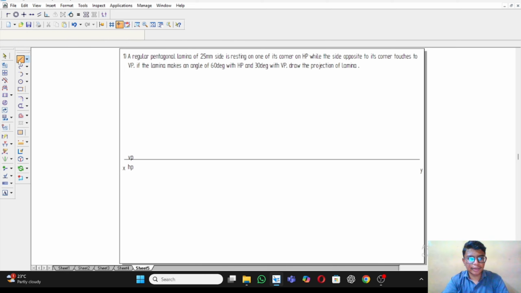Point. We have to take a line. Normal line only first we have to take. Then we have to select a point. The size should be 25 mm. So length we will take 25 and the angle is 90° or minus 90°, sorry. Now it's completed.